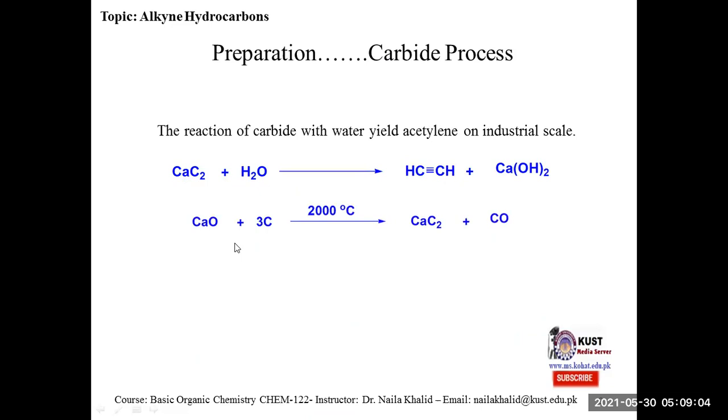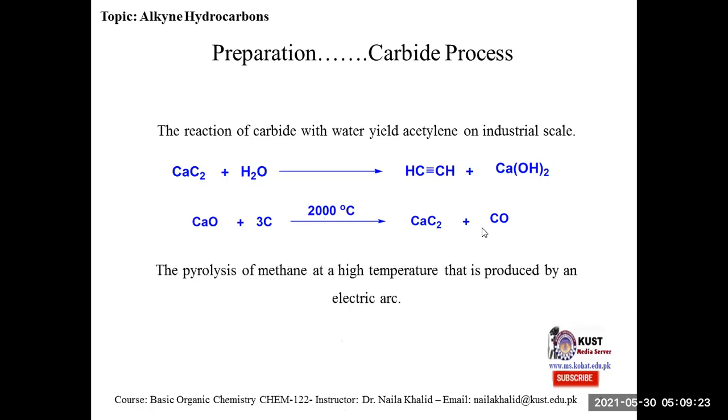How is this calcium carbide obtained? When calcium oxide is treated with coke at 2000 degrees centigrade in the furnace, calcium carbide is obtained along with carbon monoxide. Similarly, you can also prepare acetylene by pyrolysis of methane at very high temperature that is produced by an electric arc.